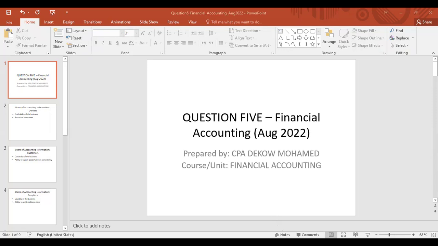Question 5, part A was asking to outline the information required by each of the following users of the accounting information. You have owners, customers, suppliers, lenders, and management. Part B was asking to discuss two benefits of using the double entry system of bookkeeping to an organization. And part C was asking to explain three objectives of the International Public Sector Accounting Standards Board, IPSASB, for 6 marks.